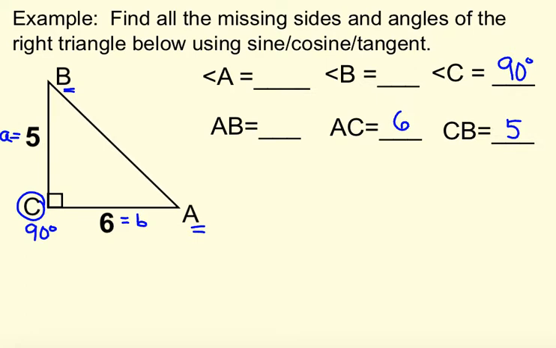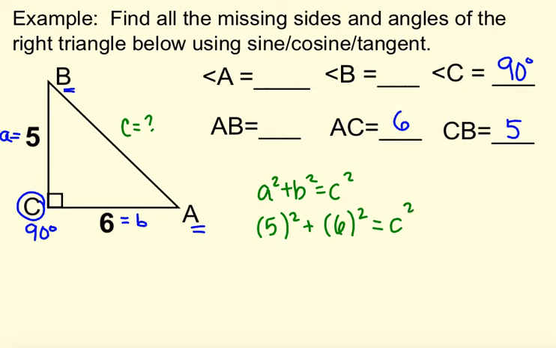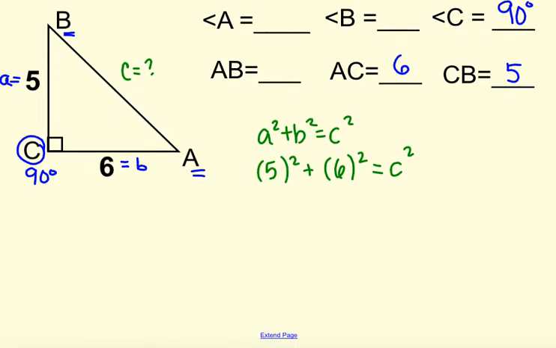So first I'm going to use the Pythagorean theorem to find side C. So A squared plus B squared equals C squared. So A squared is going to be 5 squared. B squared is 6 units, so put in 6 there, so 6 squared. And then C is unknown. All right, so we're going to go ahead and solve this.